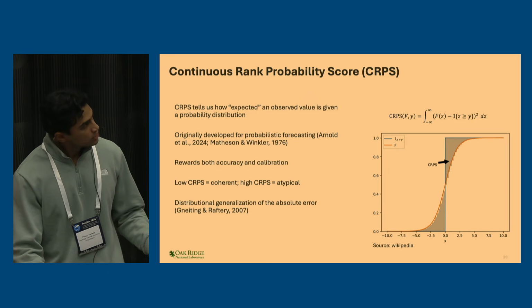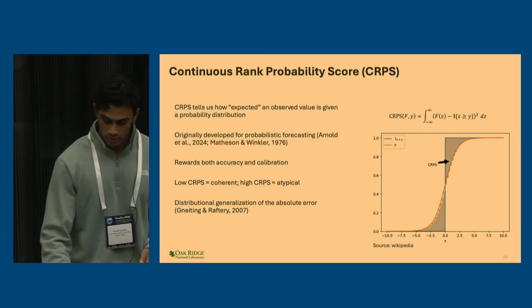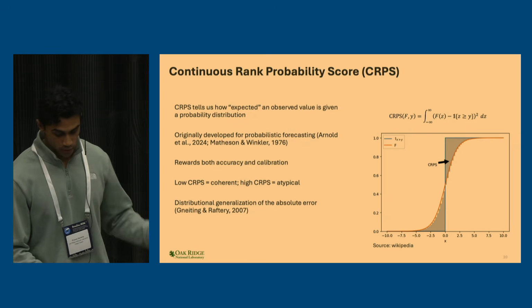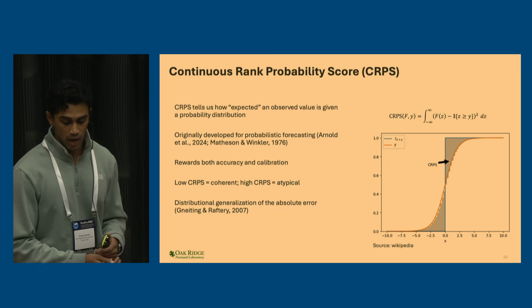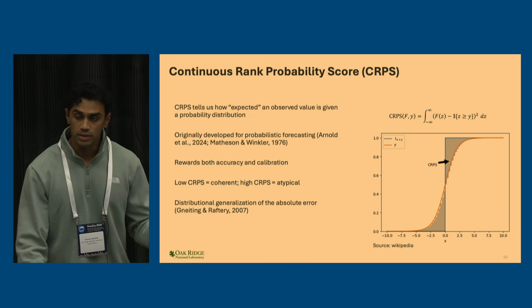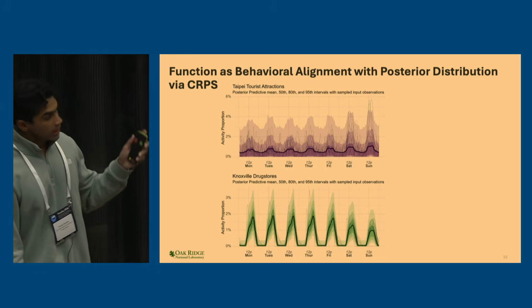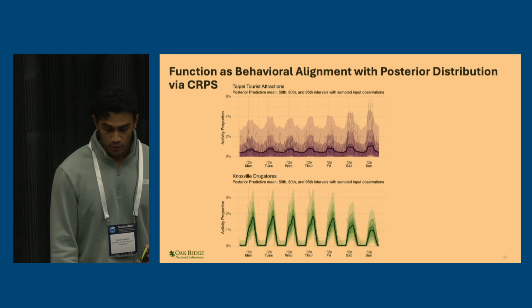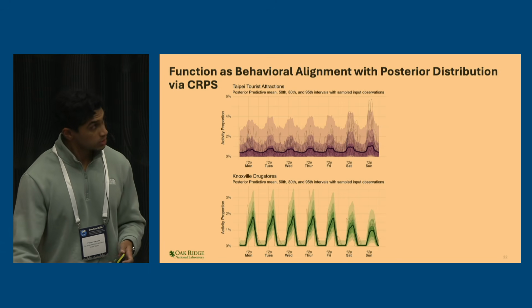The tool that we use to do that is CRPS, which is the continuous ranked probability score, where we compute the CRPS between the observed hourly value and the hour's beta marginal. And then we just average it over the 168 hours of the week. Here we can take a look at it in practice for Taipei's tourist attractions and Knoxville's drugstores.